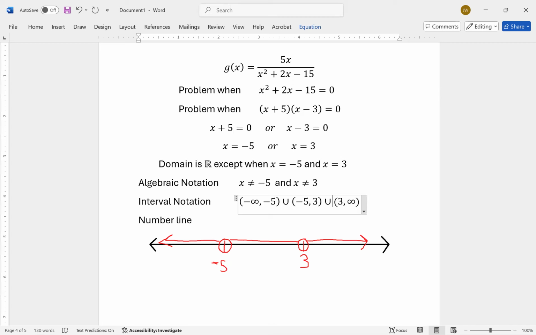That's a pretty complicated domain. That's more complicated than anything that we're really going to be focused on. So 3 sections, and they all are smashed together. We have parentheses with every number because we can't touch the 3, can't touch the -5, can't touch infinity, can't touch negative infinity. But there you go. Let's look at a more straightforward one, and that's the next function.